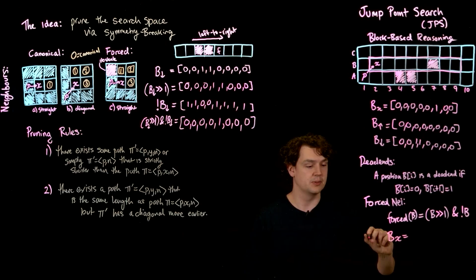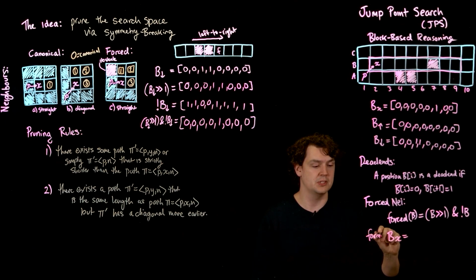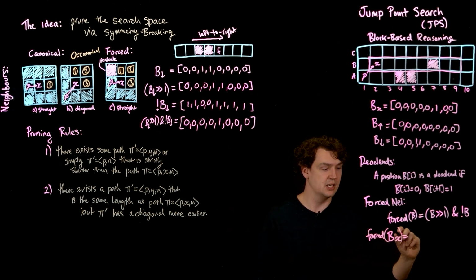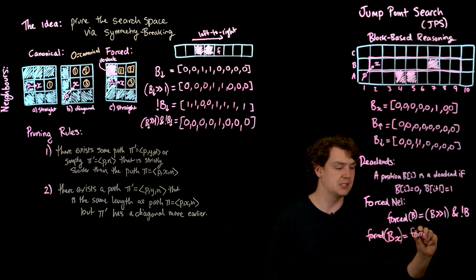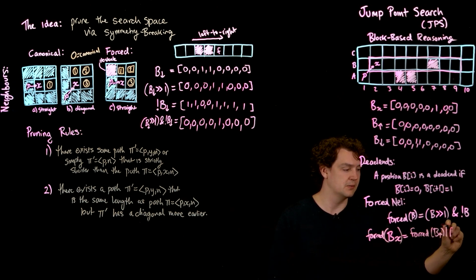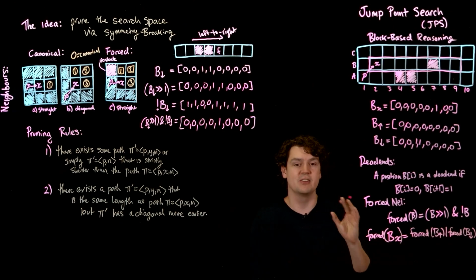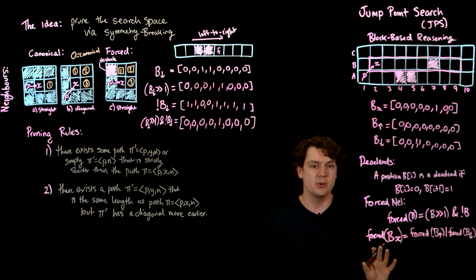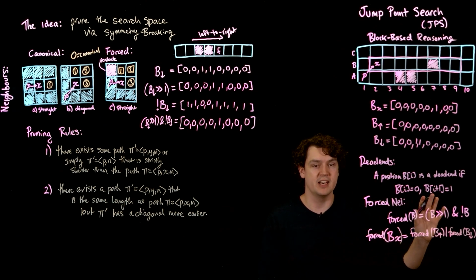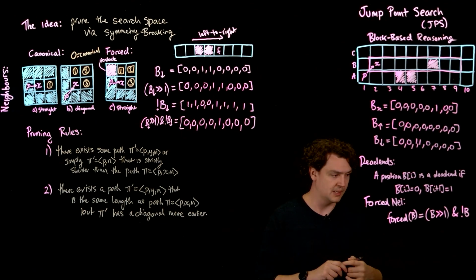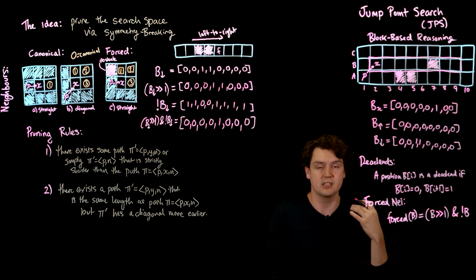So forced of B to the X, well, this is just forced of B up or forced of B down, okay? And then the very final version of this as well is if we are just simply checking, was there a dead end or was there a forced neighbor at all? And so I've just erased that because then there's the final version of this, right?